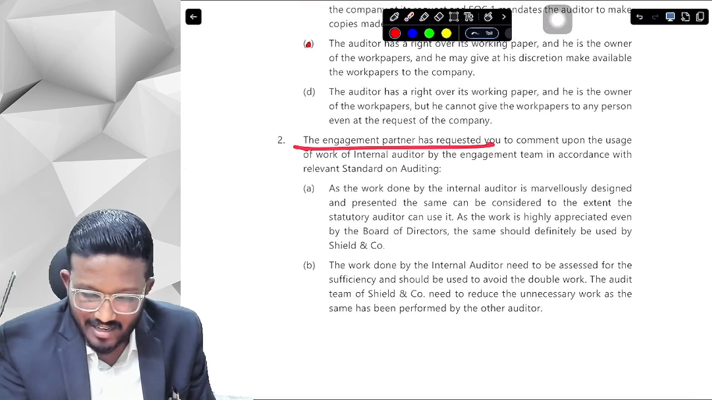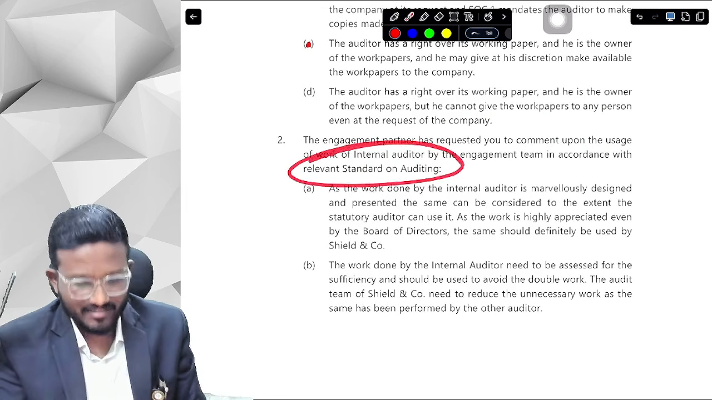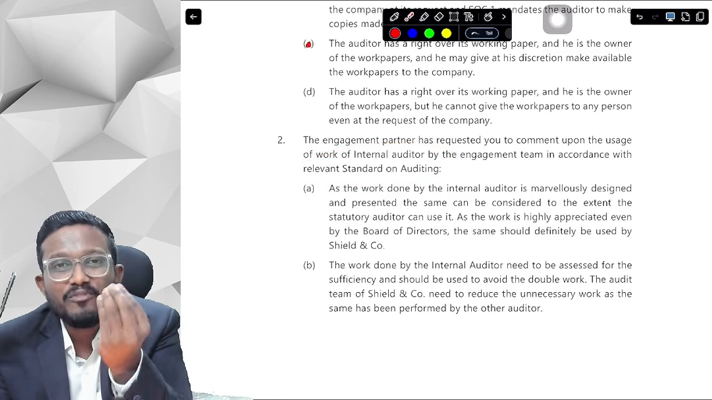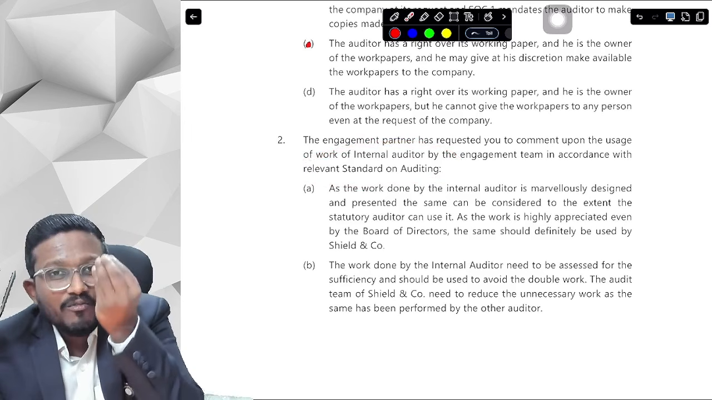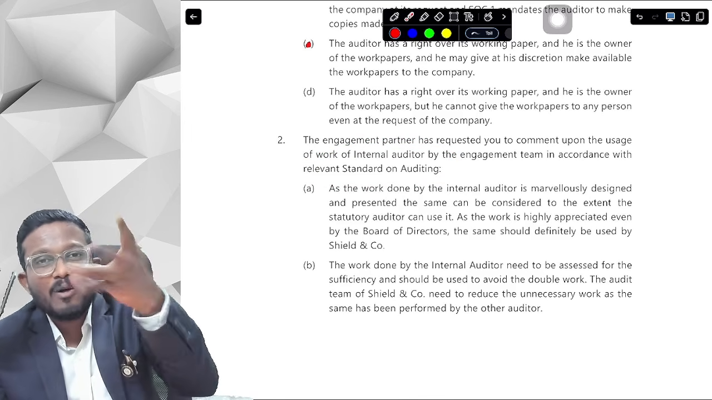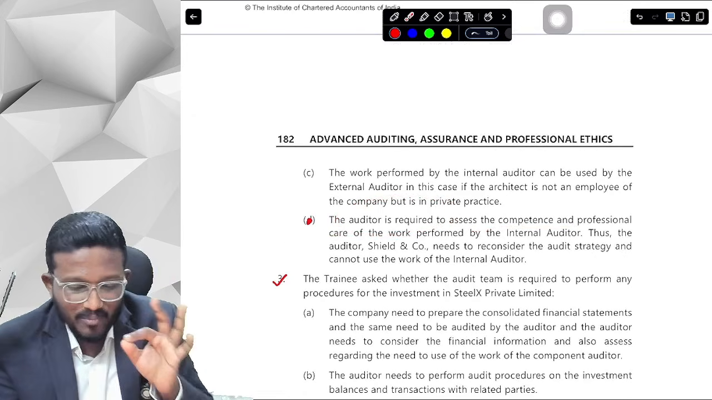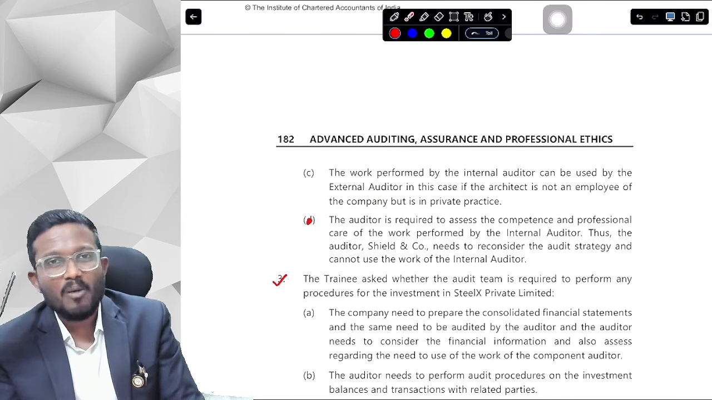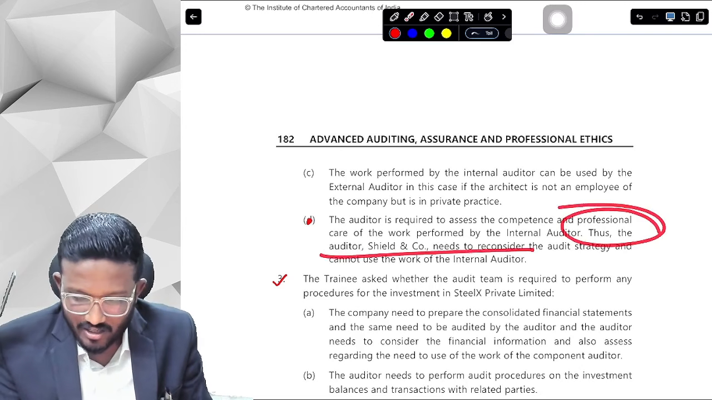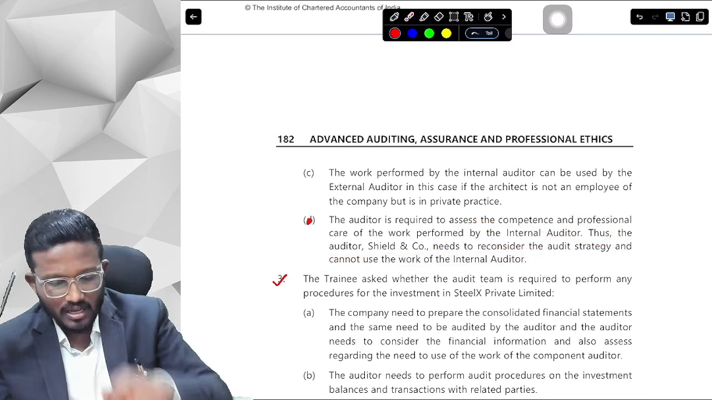Now, the engagement partner has requested us to comment upon the usage of the work of the internal auditor by the engagement team as per SA. Sir, the internal auditor is just a first year architect. He does not know anything about internal audit. So how can we use the work of that particular internal auditor? It doesn't matter about the marvelous fashion of the report. Here it says the auditor is required to assess the competence and professional care of the internal auditor. The first year architect is not competent and professionally experienced to perform the work of an internal auditor. Thus, we should reconsider the audit strategy and should not use the work of the internal auditor. Okay, yes sir.